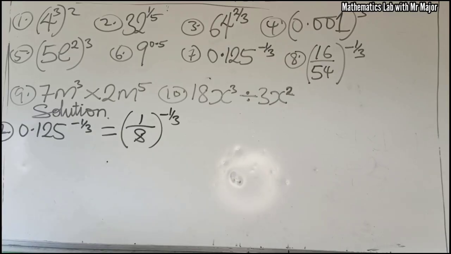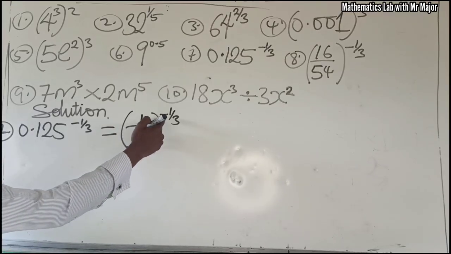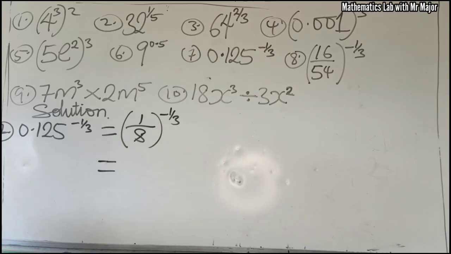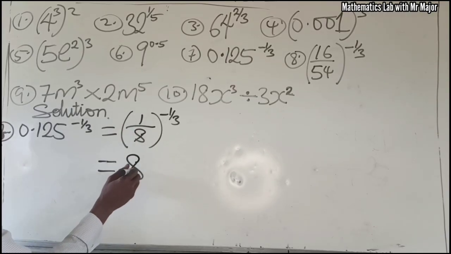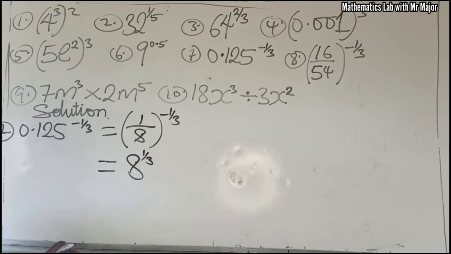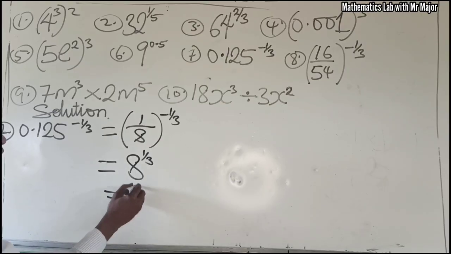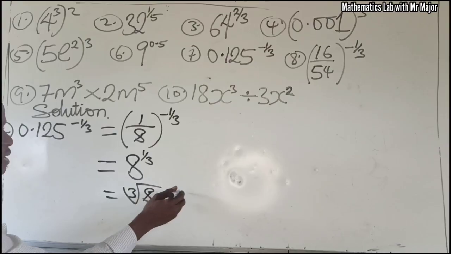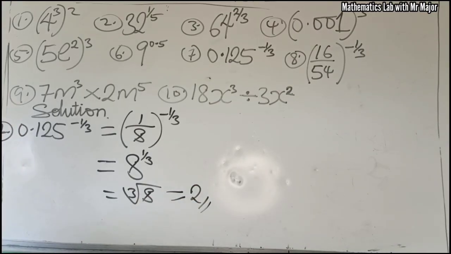Now, you will recall that I said any quantity raised to a negative power is equal to its reciprocal raised to a positive power. The reciprocal of 1 over 8 is 8 over 1, and 8 over 1 is the same thing as 8. That means the reciprocal here is 8. Then raised to a positive power, which is now 1 over 3. That means we are looking for the cube root of 8. The cube root of 8 is 2, because 2 multiplied by itself 3 times will give you 8. That means our final answer is 2.